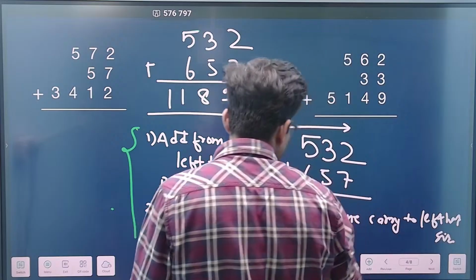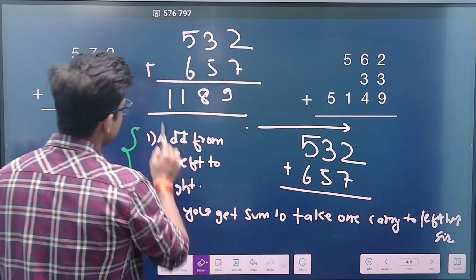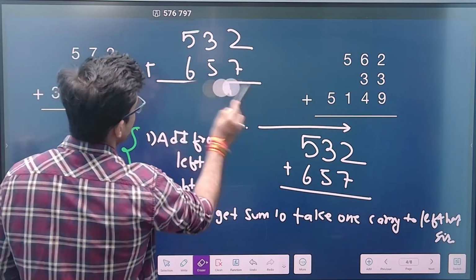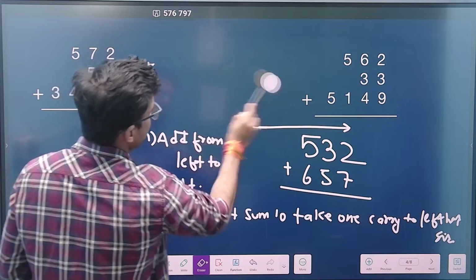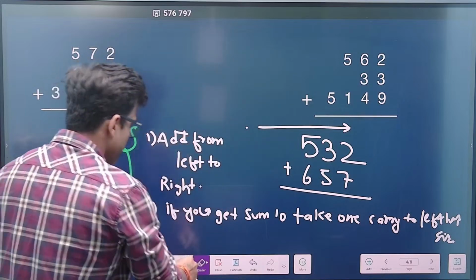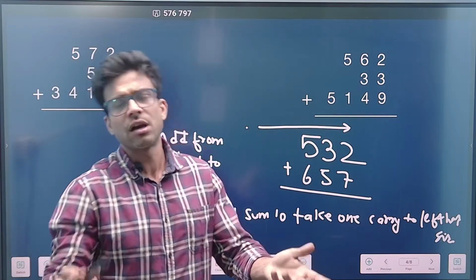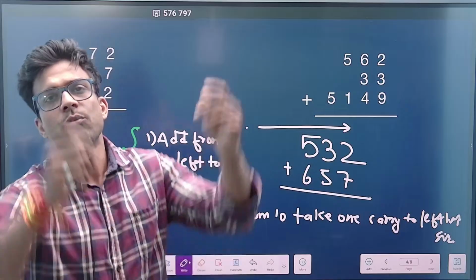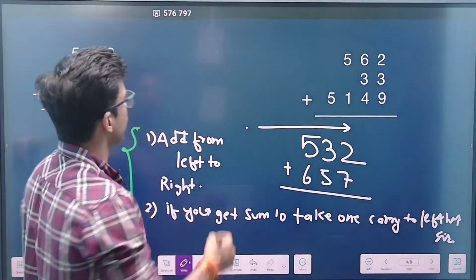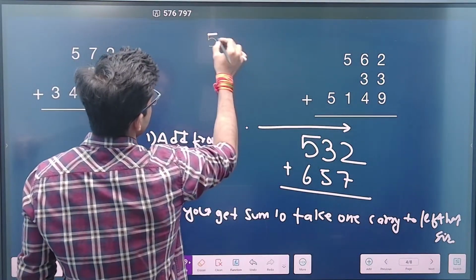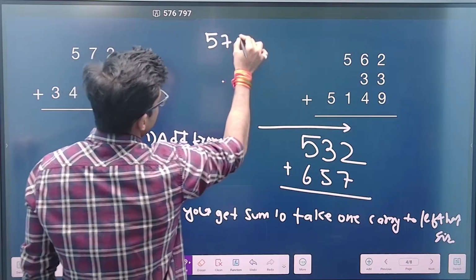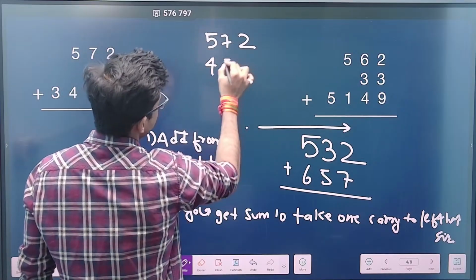Then we'll come to this side. Let me erase this and take another problem so that it will be clear to you. You can also comment, sir, take this number. Suppose I take the number 572 and 457.